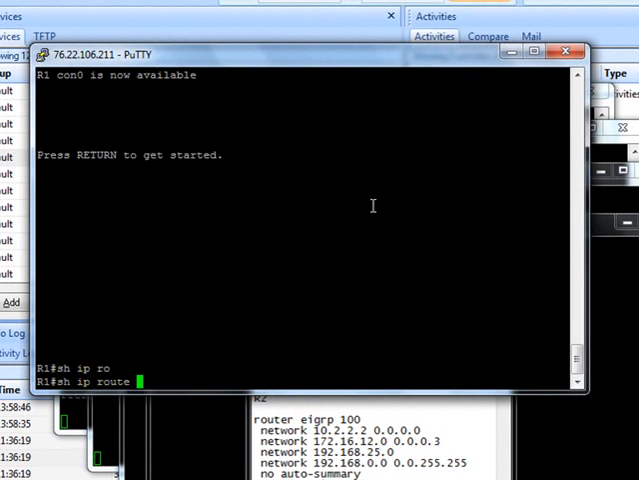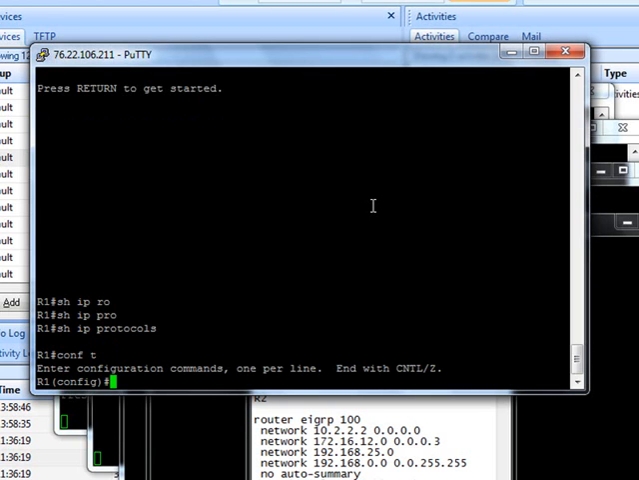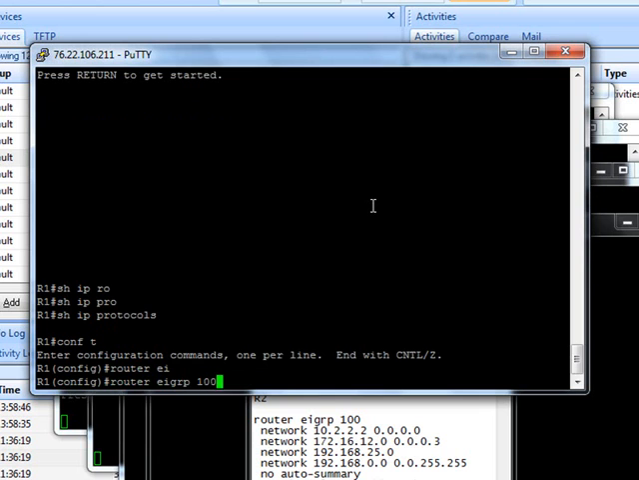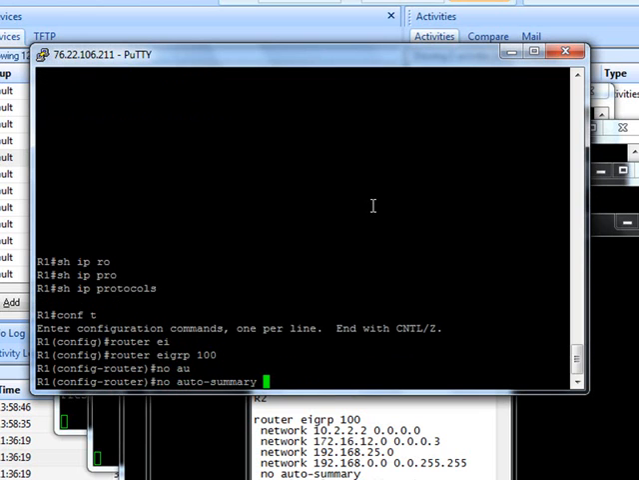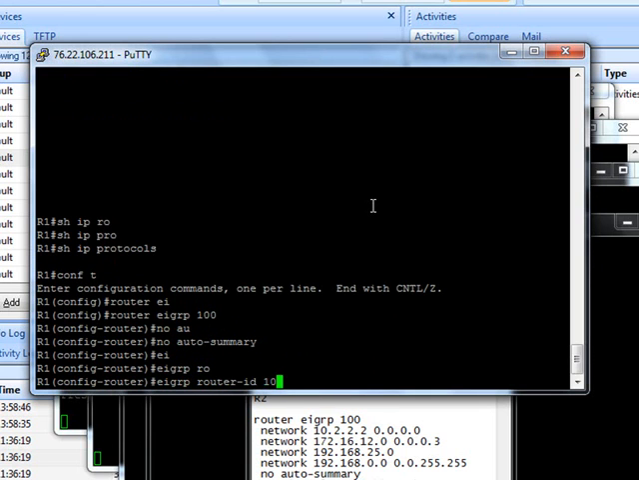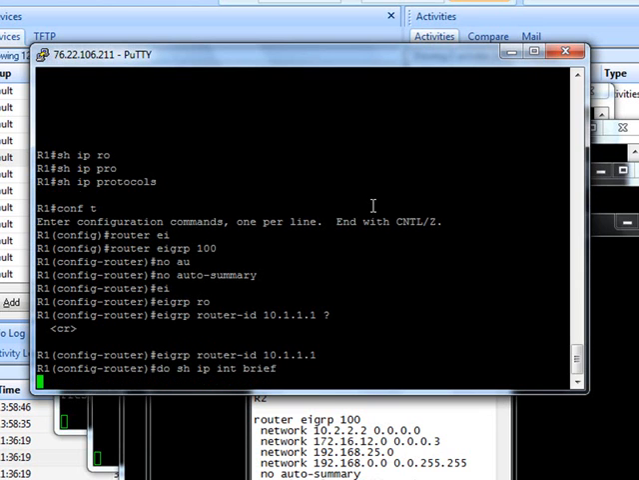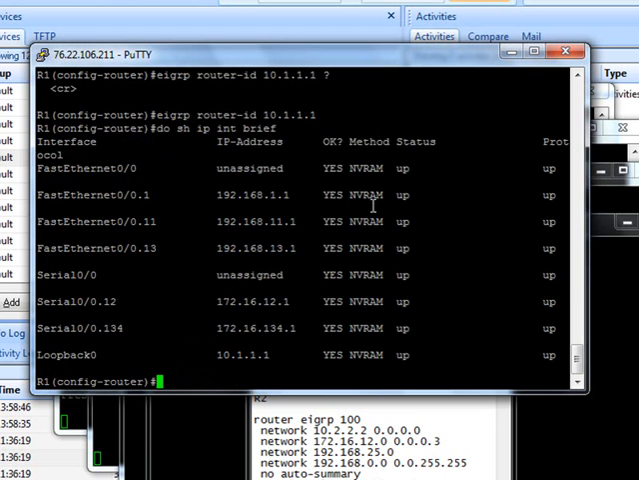Do show IP protocols just to get an idea of what is running, and there's nothing running. Configure terminal. Router EIGRP 100. Remember, we wanted to do no auto summary because you don't want automatic summarization. Now we want to do EIGRP router ID 10.1.1.1. Now we actually want to put EIGRP on all active interfaces. So let's do a do. The do command allows you to process exec commands from within a configuration. So we'll do show IP interface brief so we can actually see what we want to do.